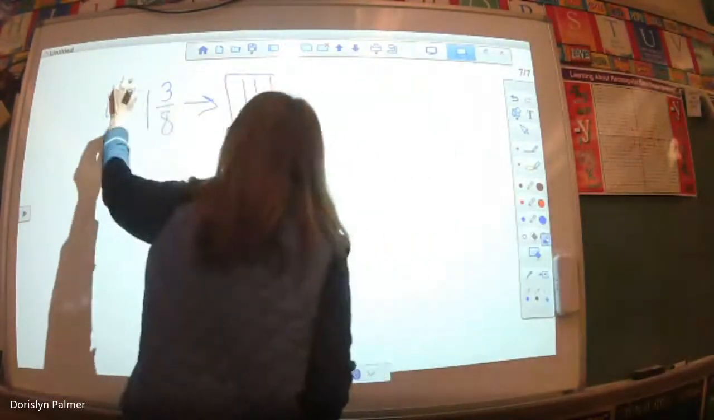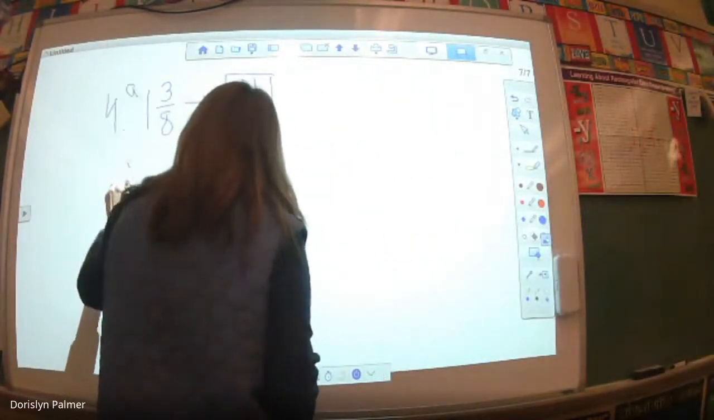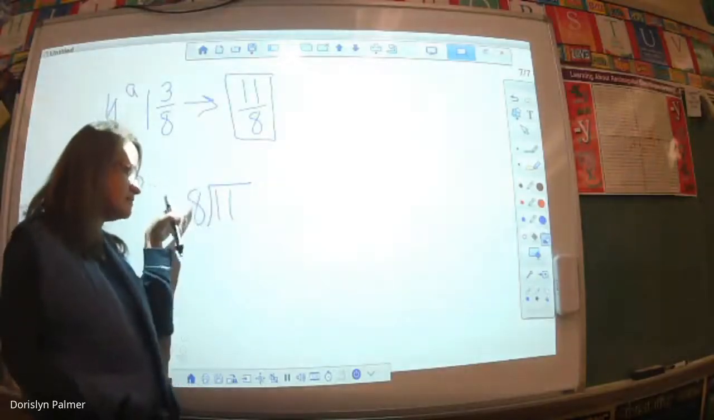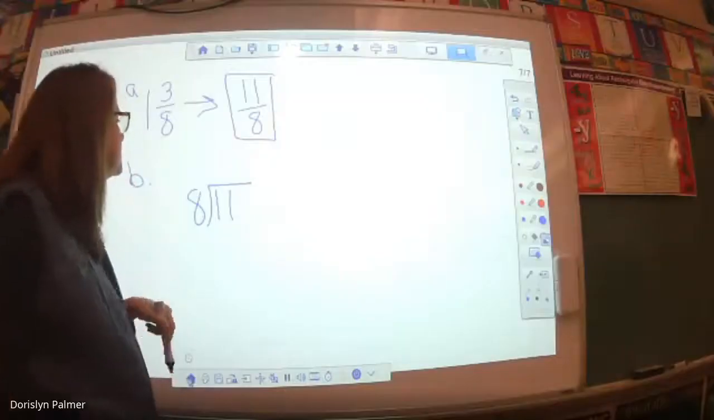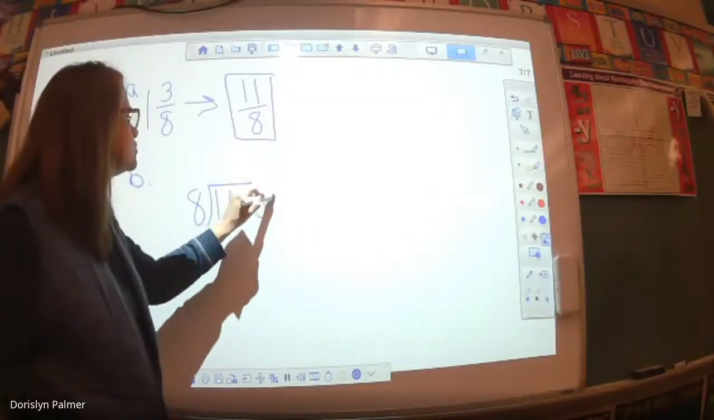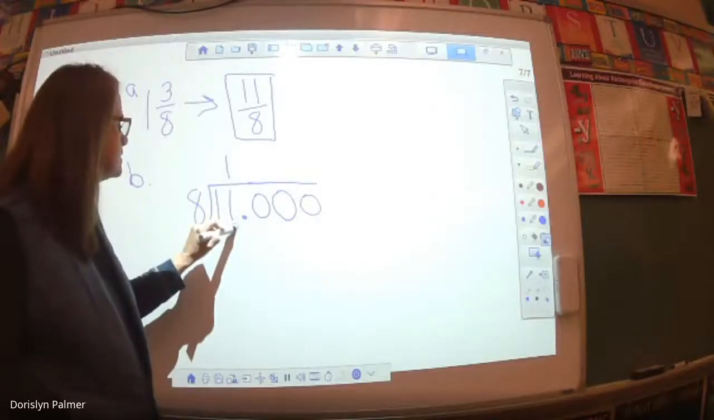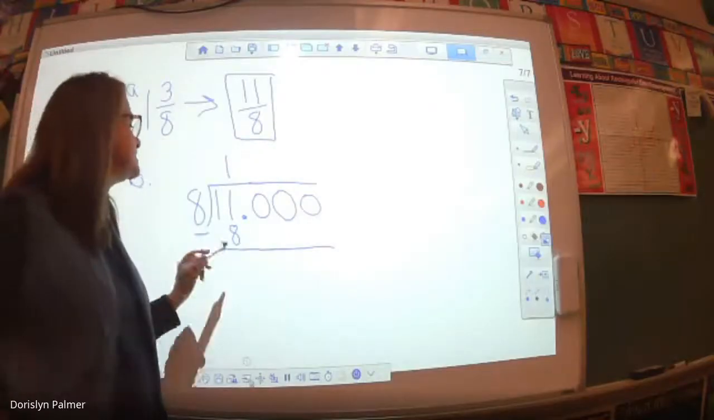Cassie, how do I write this as a decimal? What do I have to do? You divide the numerator by the denominator. Yep. I take the top, the numerator, put it inside, and the 8 goes to the outside. Okay. All right. Cassie, how many times does 8 go into 11? Once. 1 times 8 is 8. Okay, good. What's 11 minus 8? 11 minus 8 is 3.